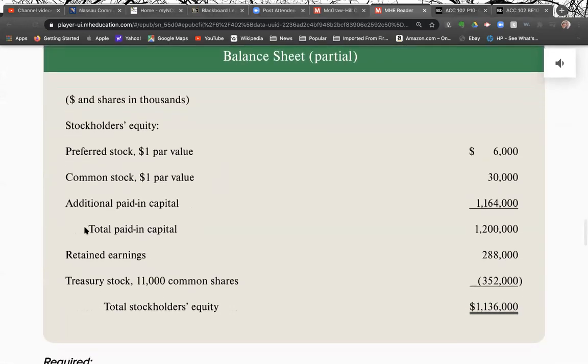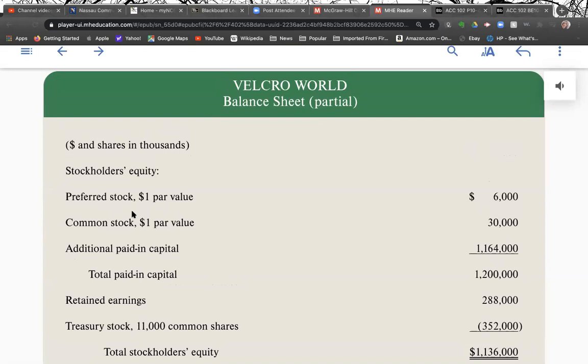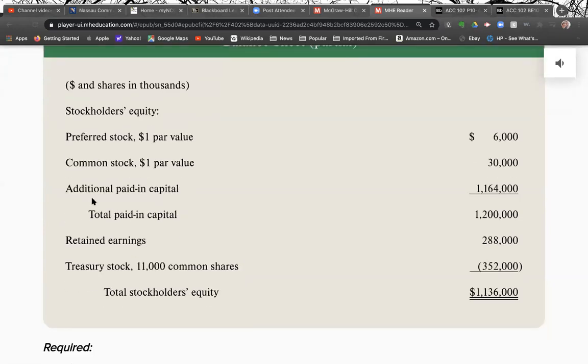Okay, so here's the problem. Right now, let's just take a look at this. This is a stockholders' equity section of a balance sheet. So notice you have primarily two sections, actually three, if you want to look at it that way. It's divided into three sections. You've got a paid-in capital section, a retained earnings section, and a treasury stock section, right? So if you were going to make an outline of stockholders' equity, you would divide it into three parts: paid-in capital, retained earnings, and treasury stock.